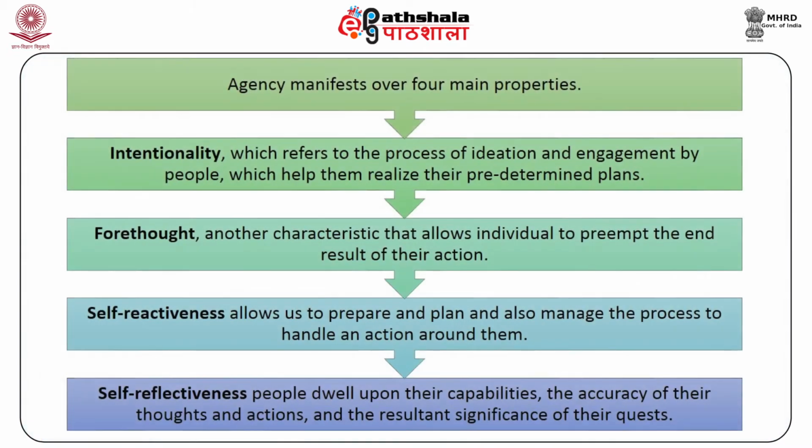Agency manifests over 4 main properties. The first one being intentionality, which refers to the process of ideation and engagement by people which help them realize their predetermined plans. Second is forethought. It is another characteristic that allows individuals to preempt the end result of their action. The third one is self-reactiveness, which allows us to prepare and plan and also manage the process of handling an action around them. And the last one, self-reflectiveness. It helps people dwell upon their capabilities, the accuracy of their thoughts and actions, and the resultant significance of their quest.